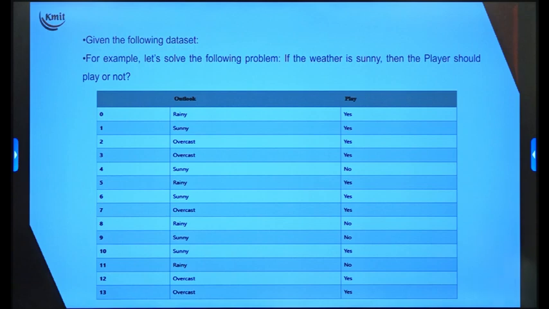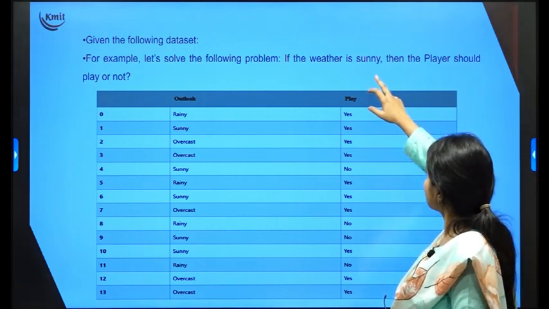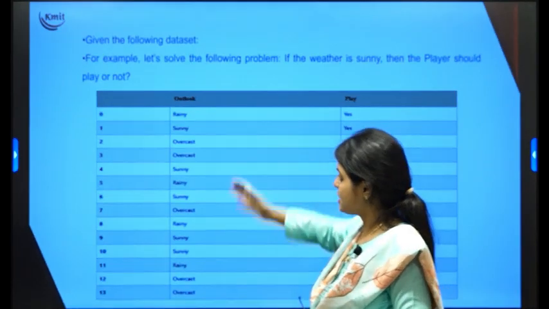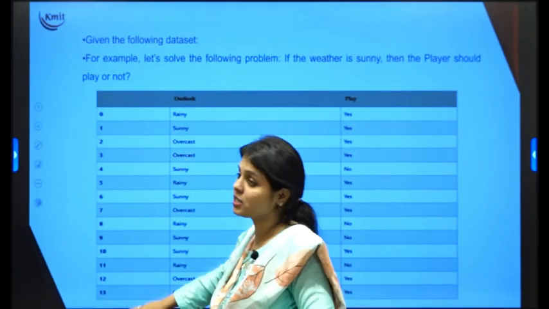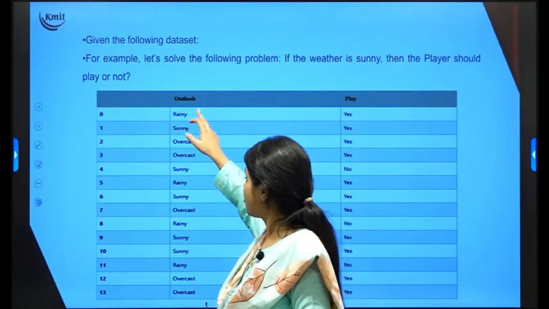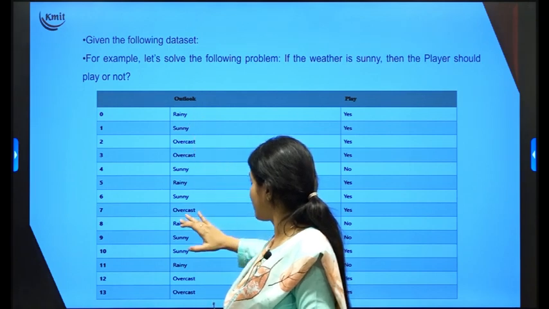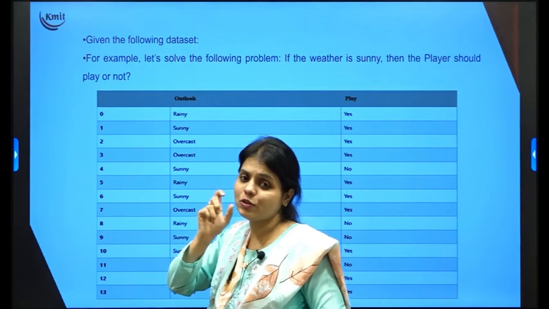Now let's solve the same problem using naive Bayes theorem. If the weather is sunny, should the player play or not? We have 14 instances given here, starting from 0 to 13, in which outlook has different values: rainy, sunny, overcast. I am only taking one attribute, which is outlook.